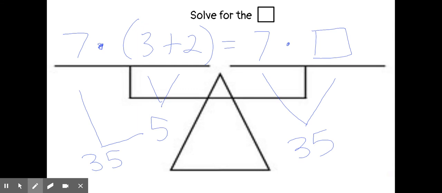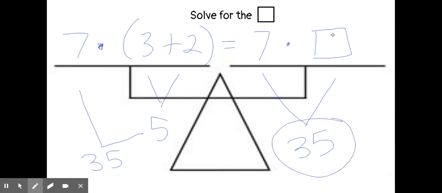Yeah, so a fourth grader might jump ahead too quickly and put 35 in that box. Well, 7 times 35 doesn't equal 35. So don't put 35 in that box. The only time you would put 35 in that box is if there was a box over here all by itself and no times 7 in front of it. Then you would put the 35. But right now, 35 has to be the value of this entire side.